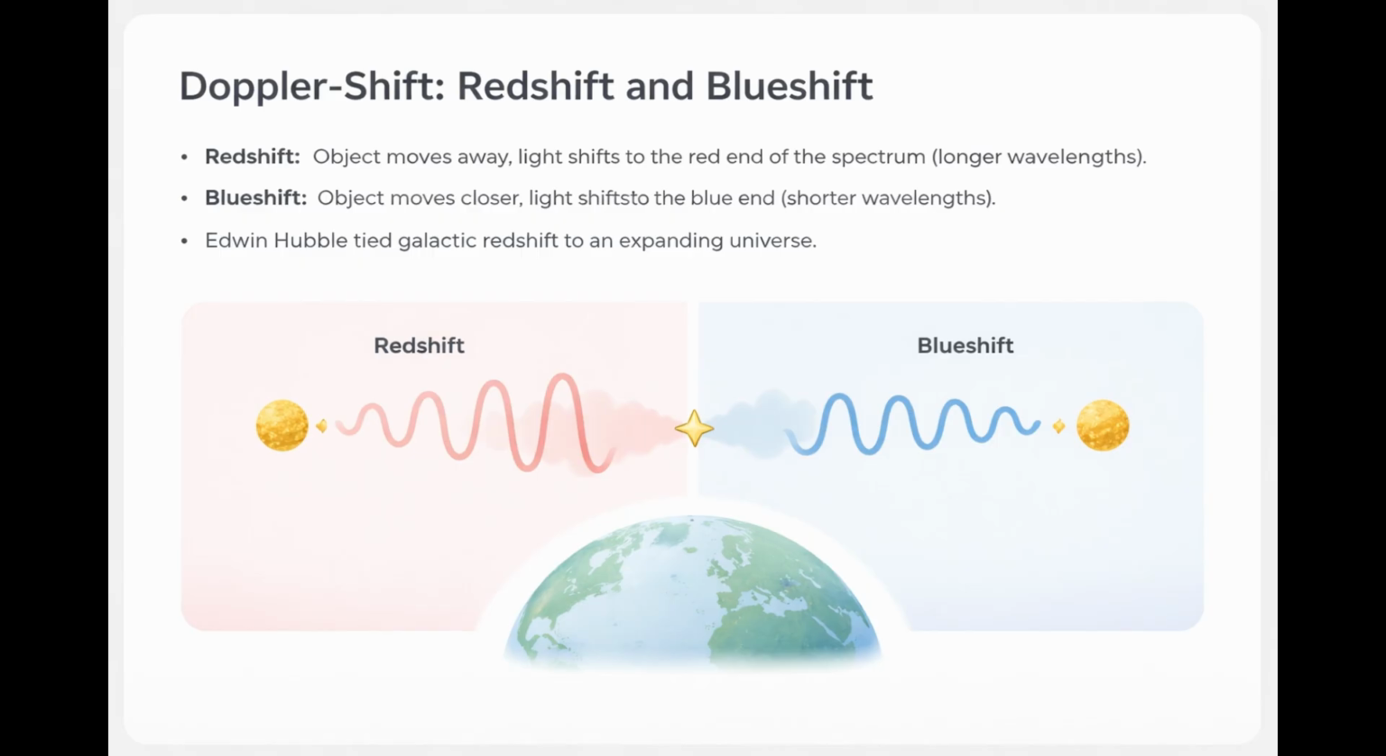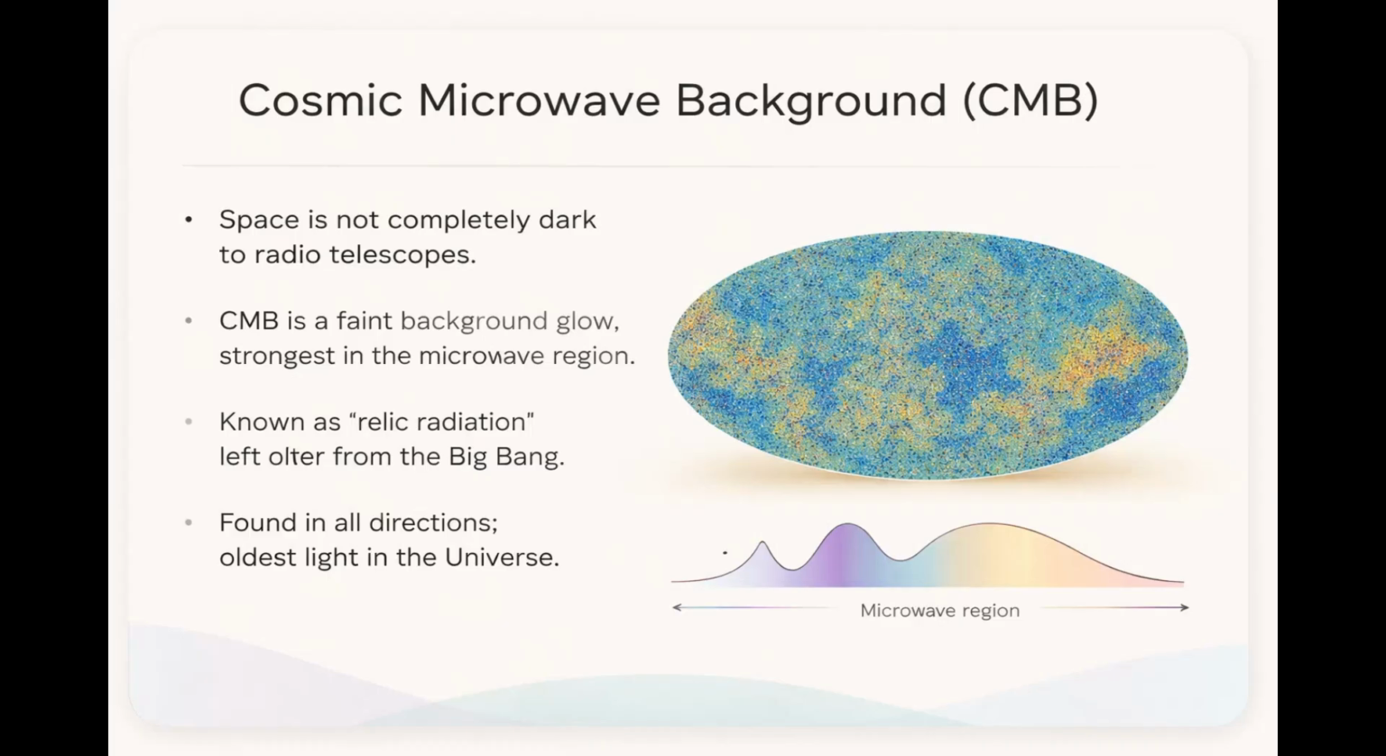American astronomer Edwin Hubble observed that distant galaxies are overwhelmingly redshifted, meaning they are moving away from us. This was the first major proof of an expanding universe. The second piece of evidence is the cosmic microwave background, or CMB.